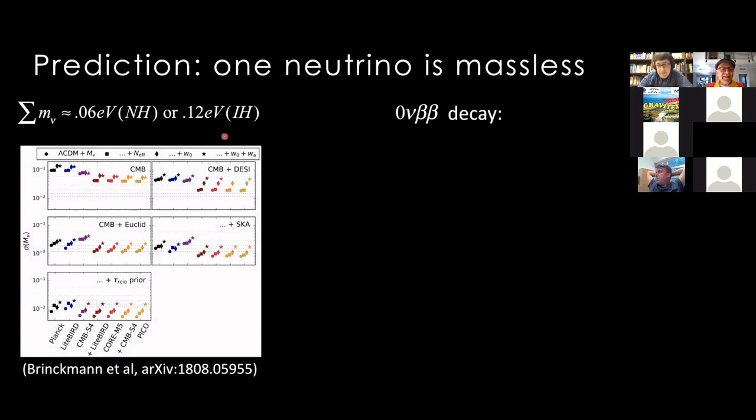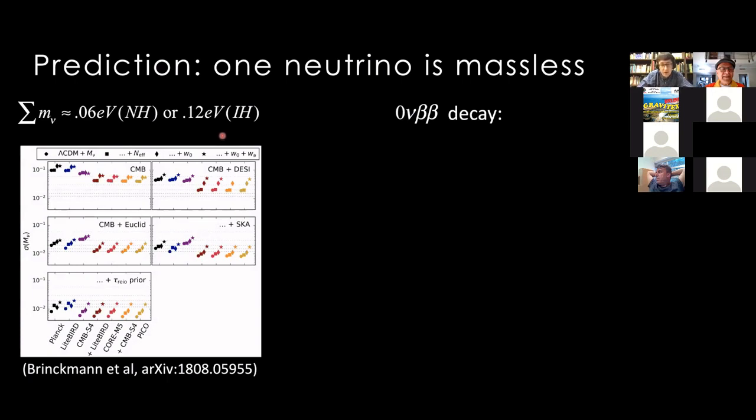Also, it ends up making a very specific prediction for the rate of neutrinoless double beta decay. So in this model, all of the neutrinos, the light neutrinos and the heavy neutrinos, have to be Majorana neutrinos. And so the light ones cause a process called neutrinoless double beta decay, which is again being searched for in laboratory experiments.